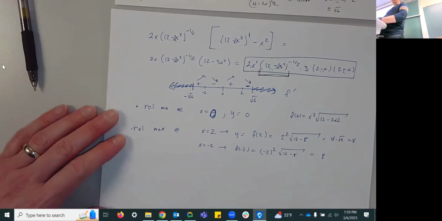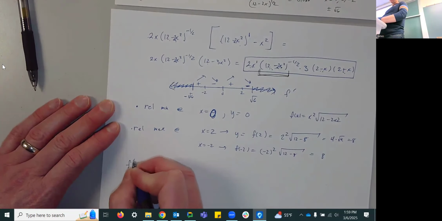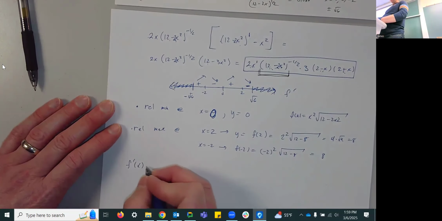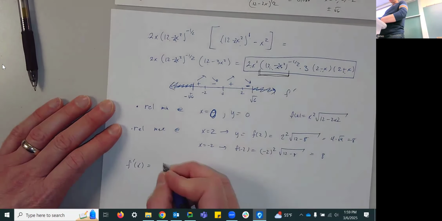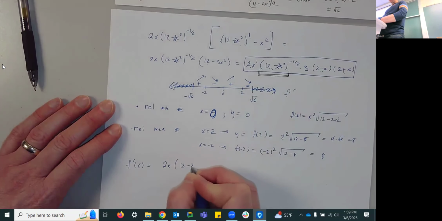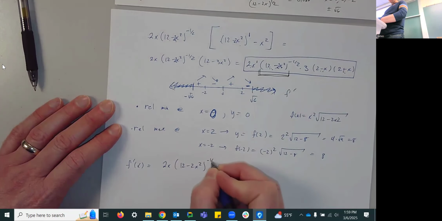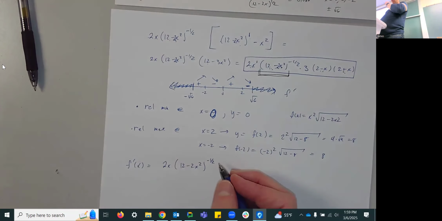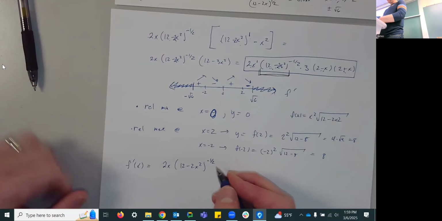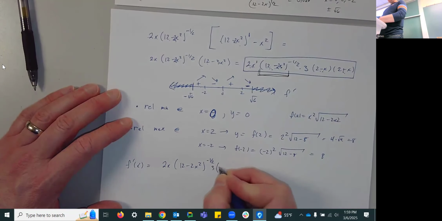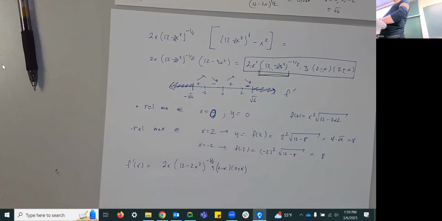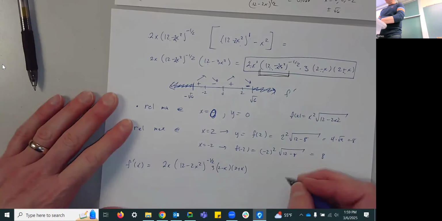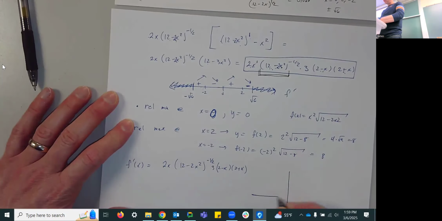Let's take a look though at our first derivative. Remembering that our first derivative was simplified. It was this thing here, 2x times 12 minus 2x squared, to the negative 1/2, times 3 times 2 minus x times 2 plus x. Yeah, that seems really terrible. Let's graph it first, and then maybe we'll talk about our inflection points if it seems relevant here.